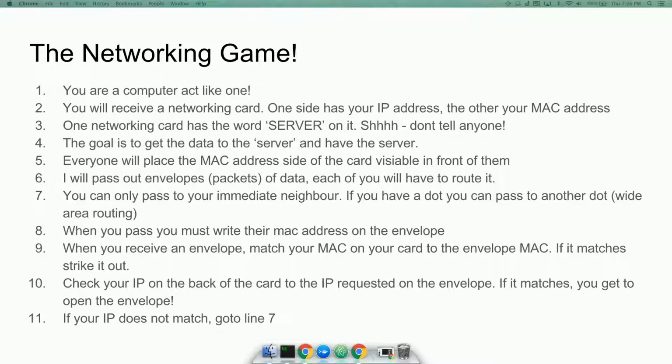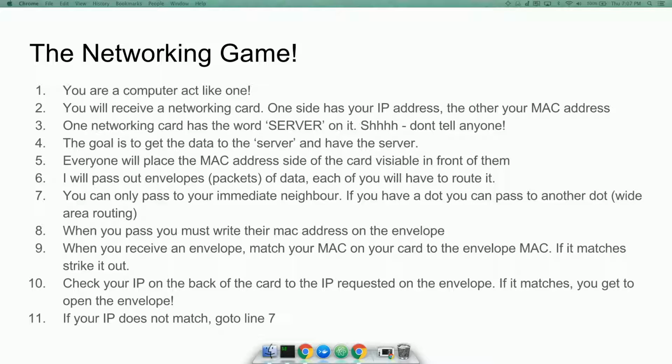So I have what I'm calling the network game. Welcome everyone to the network game. I'll explain the rules. Each of you here are going to be a computer, so just act like one. You're going to receive a networking card. I never give out cards, so this is like networking.